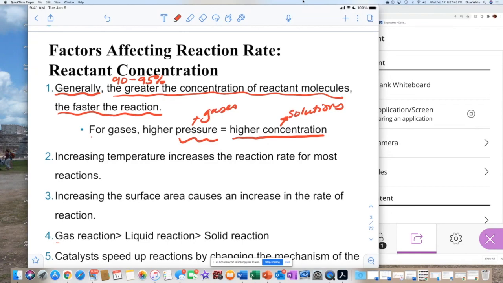Chemical reaction. Okay. Number 4, what about the physical state? We're told here, in general, gases tend to react faster than solids.